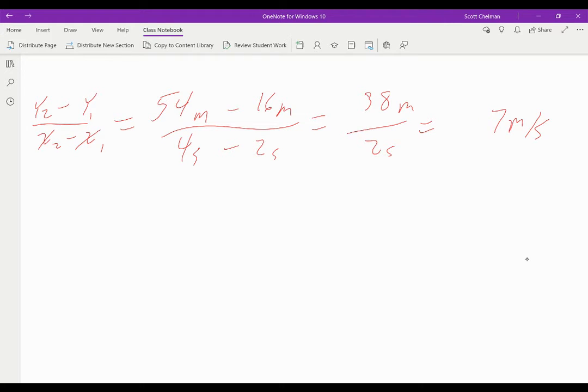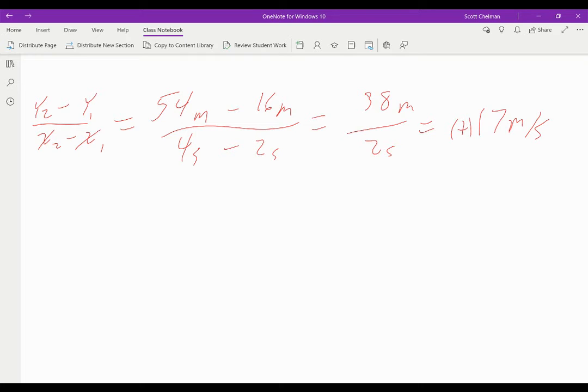And notice it is positive. So a positive speed means that it's moving forward. Right? So again, going back to our Liz example, if we have Liz moving to the office, a positive speed would mean that she's going towards the office.